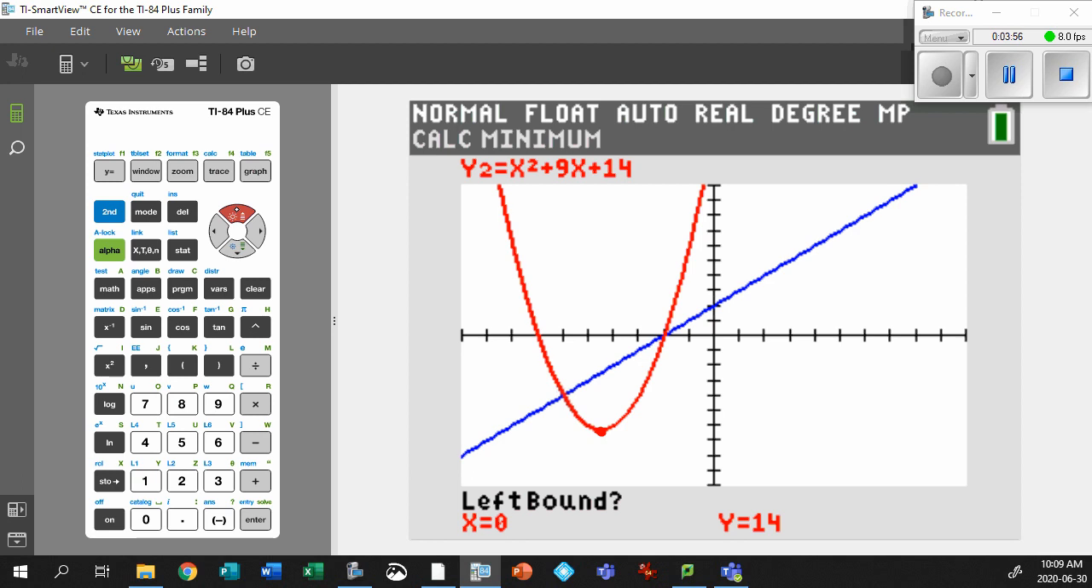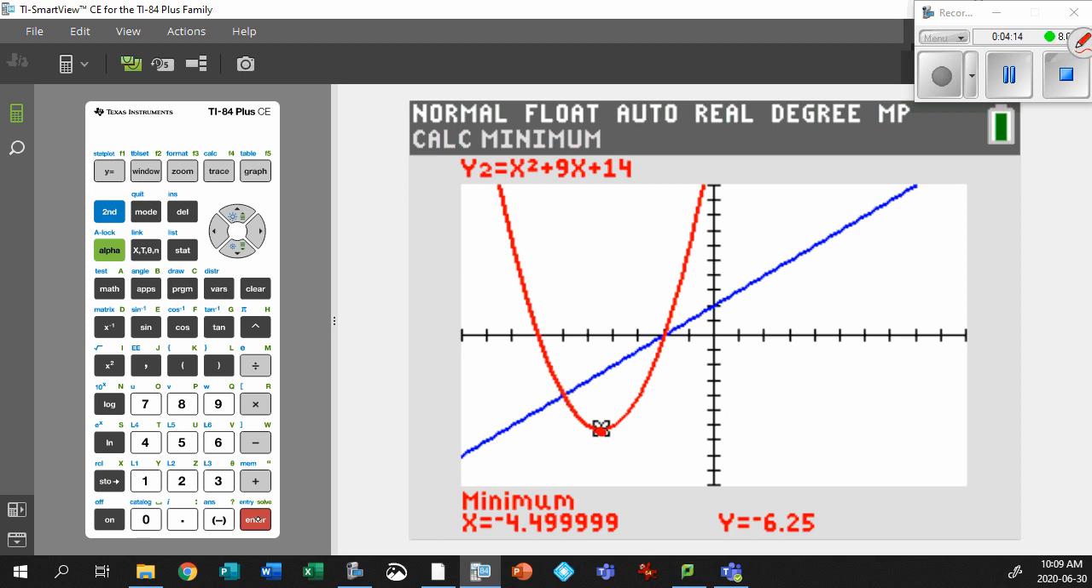Okay, there we go. We're on the right graph now. So here we go. Left bound, enter. Right bound, enter. Guess, of course. And it's minus 4.499999, minus 5, minus 6.25. That's the value down there.